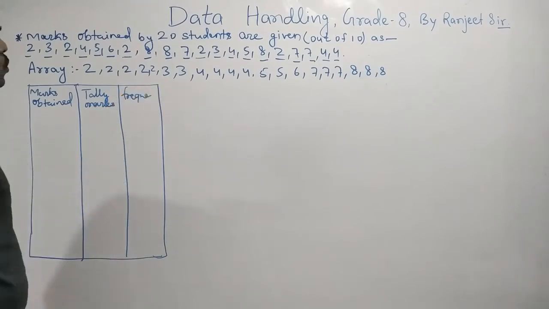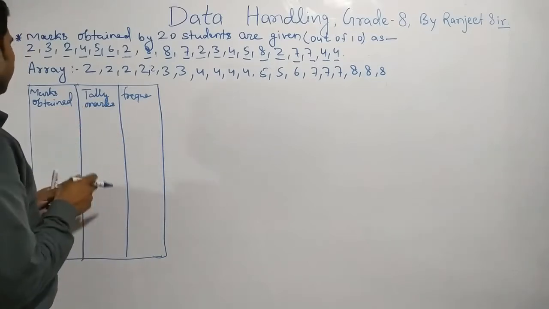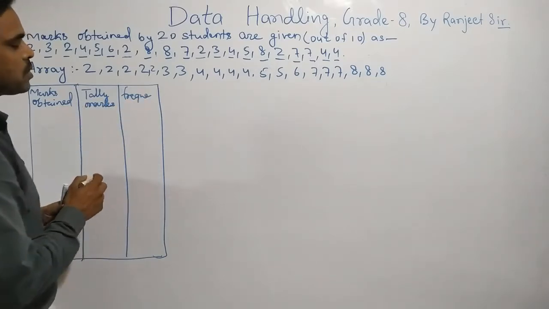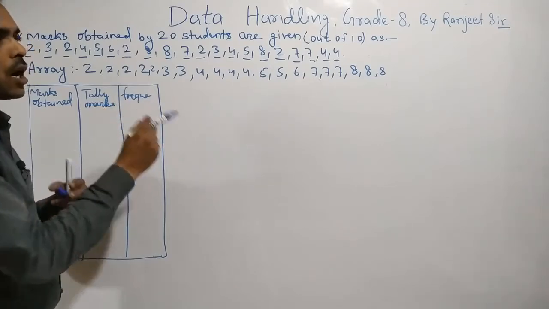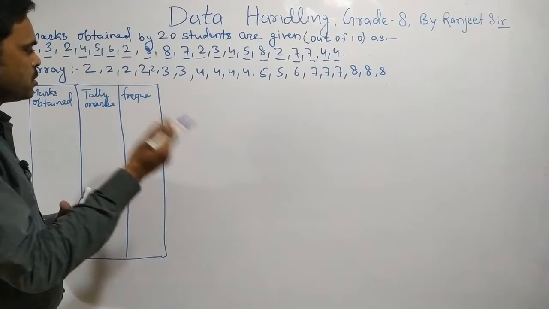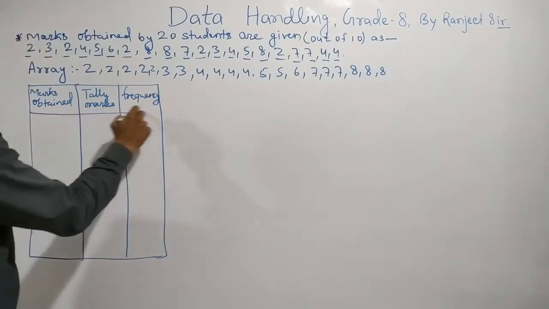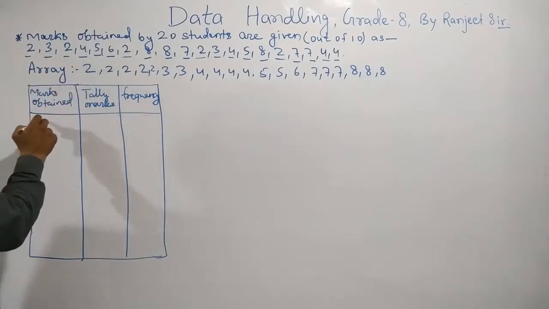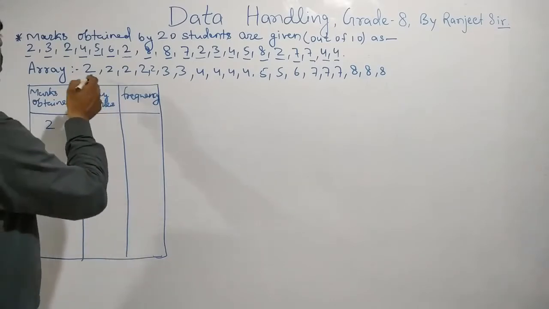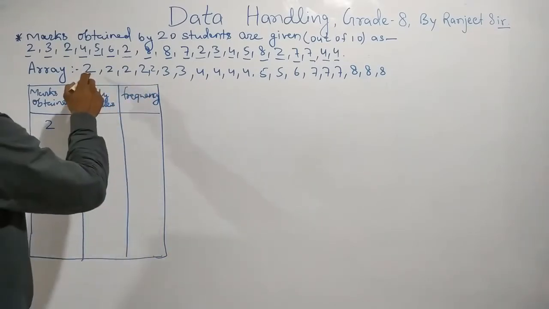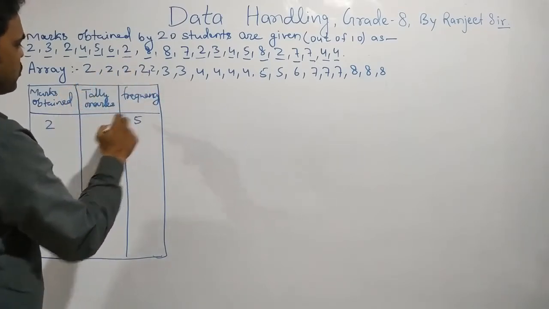In the first class, day 1 only, I have already explained what frequency is and what tally marks are. If you still want to know, frequency means how many times a particular data is repeated. So first of all, 2 is there, so we'll write 2 and its frequency also, meaning how many times it is repeated. 1, 2, 3, 4, 5, so we'll write 5.